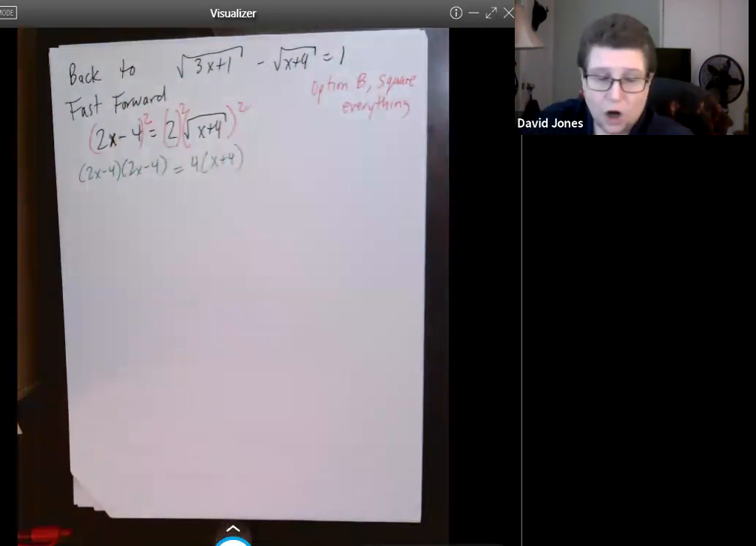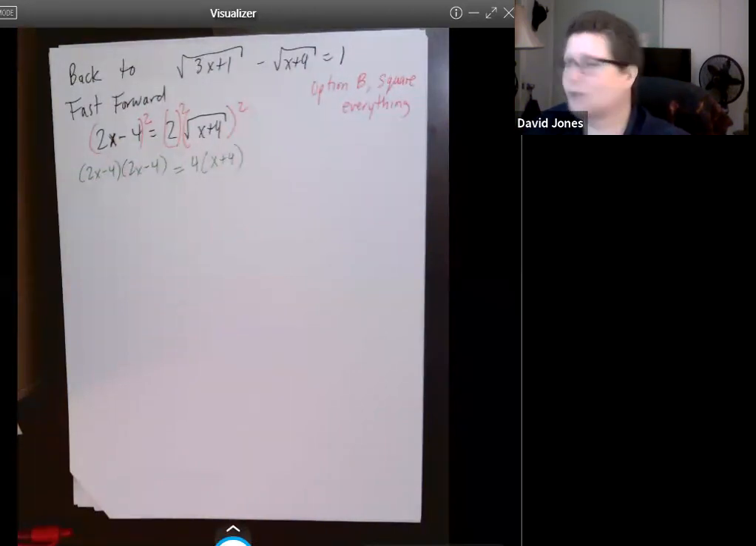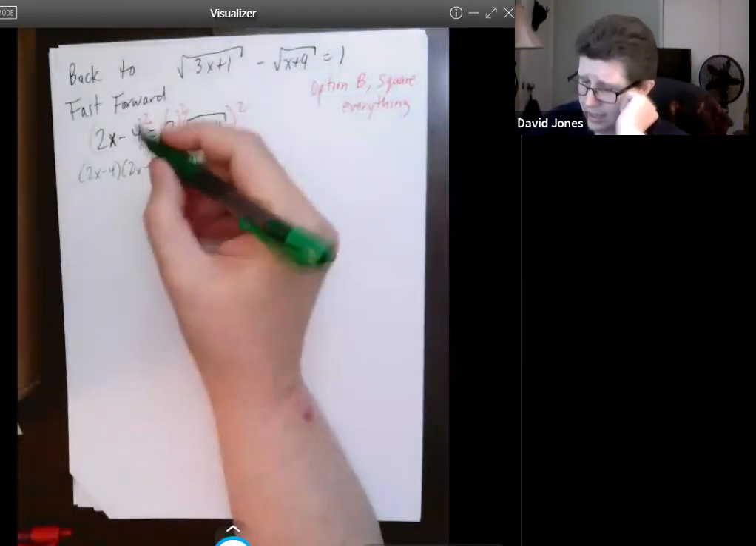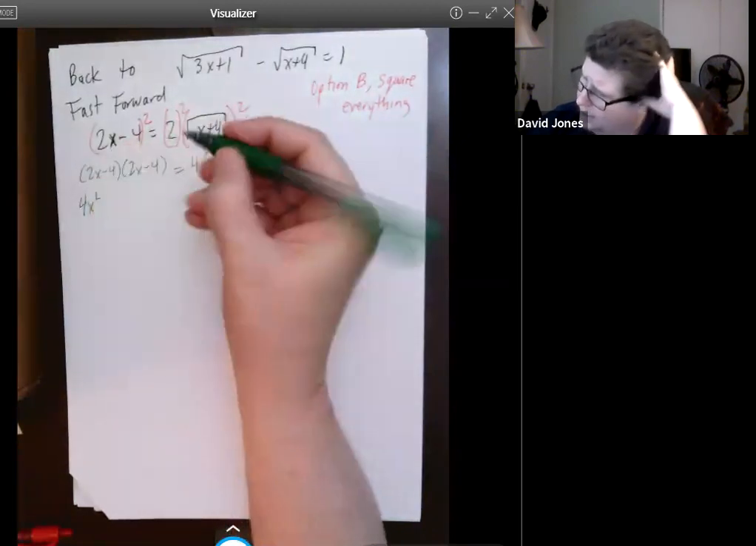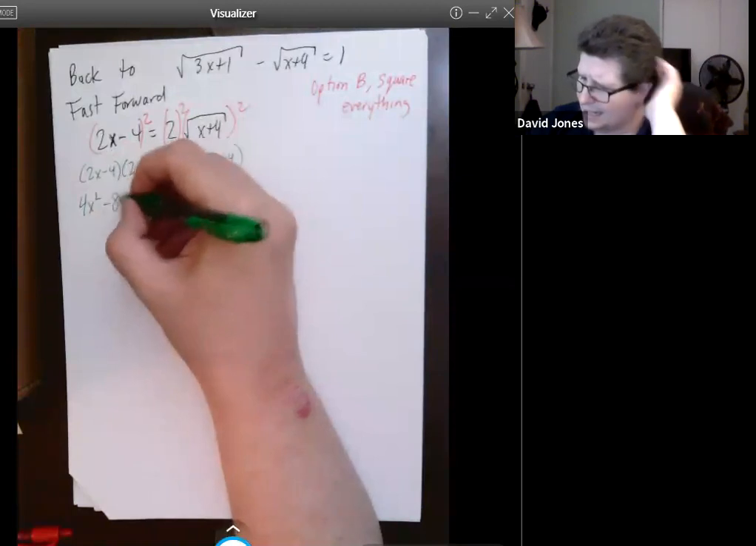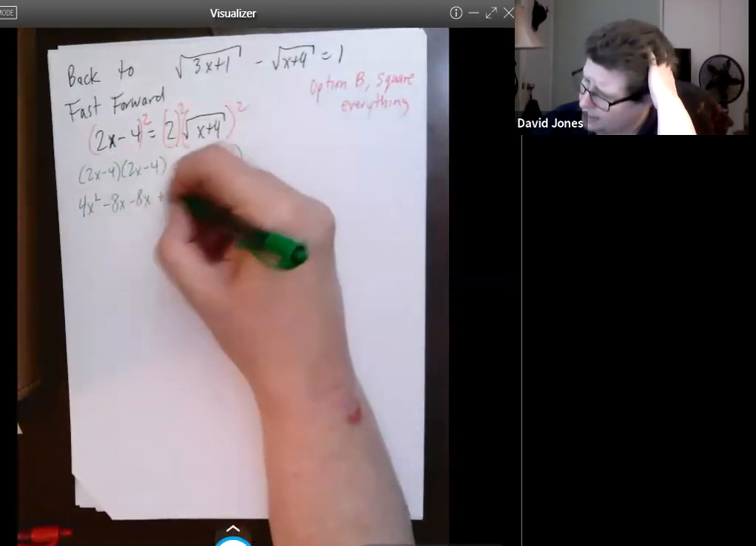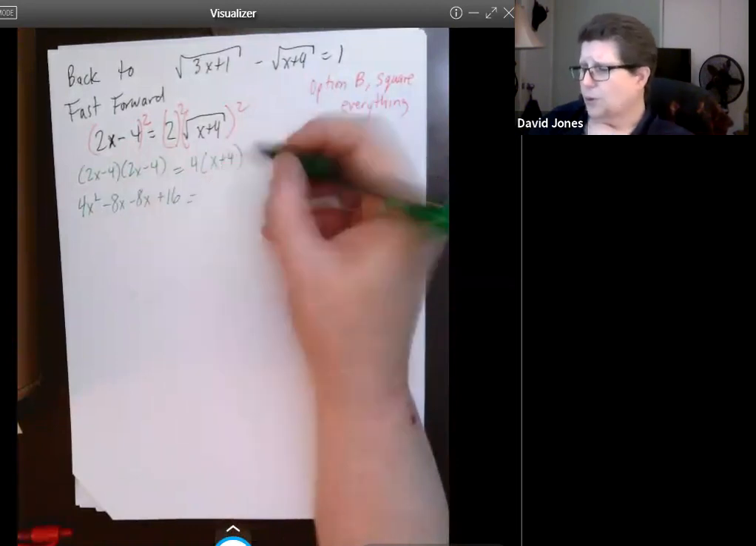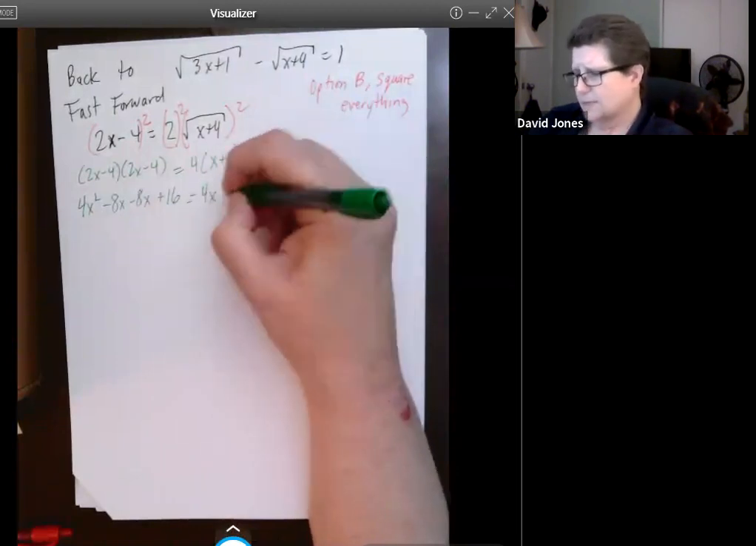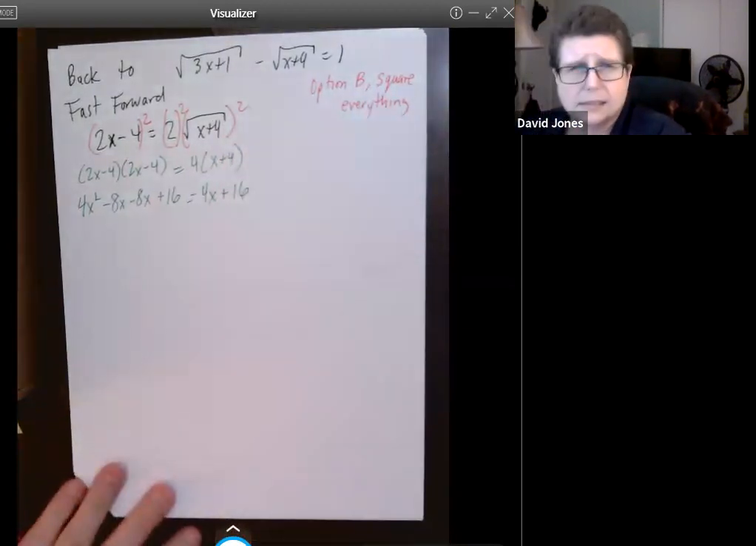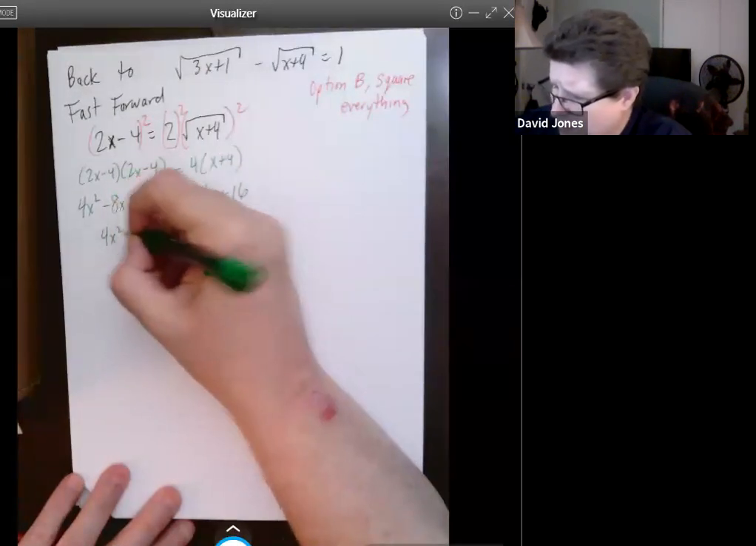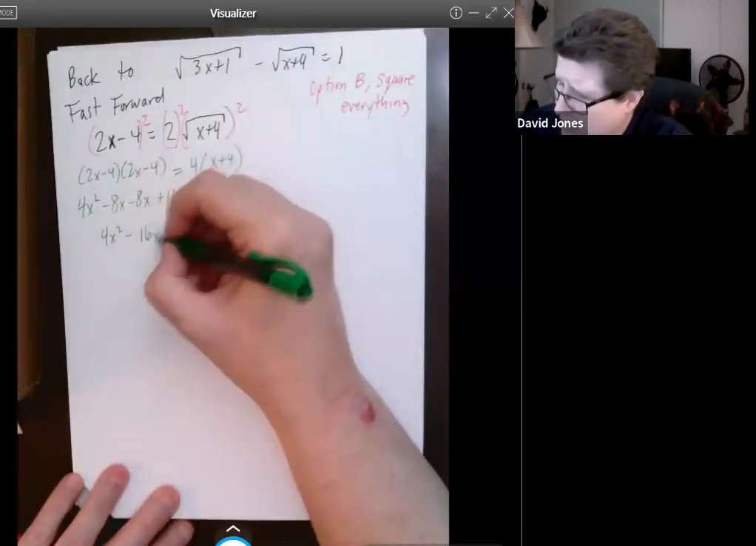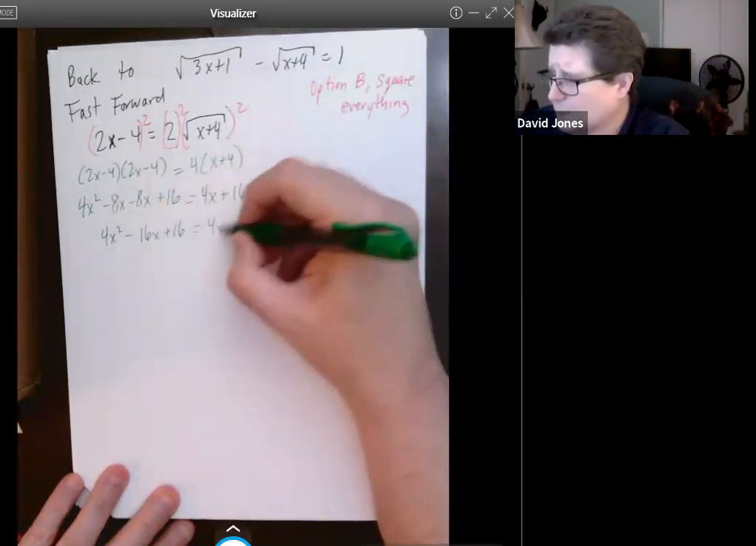Now, notice this is harder than the other way. But if you introduce fractions, this is the easier way, okay? So option B is only for when you introduce fractions. Otherwise, you're making more work for yourself. 2x times 2x is 4x squared. Then I keep distributing. I have minus 8x and a minus 8x plus 16, equals 4 times x is 4x, and 4 times 4 is 16. So gather like terms. On the left, I've got 4x squared minus 16x plus 16 equals 4x plus 16.